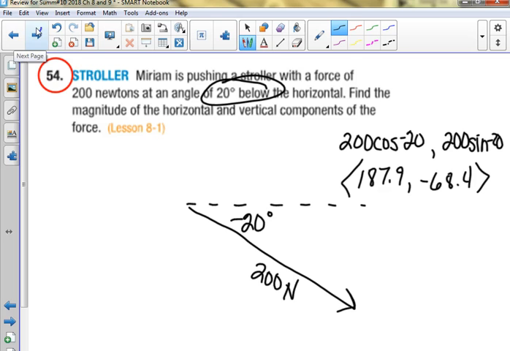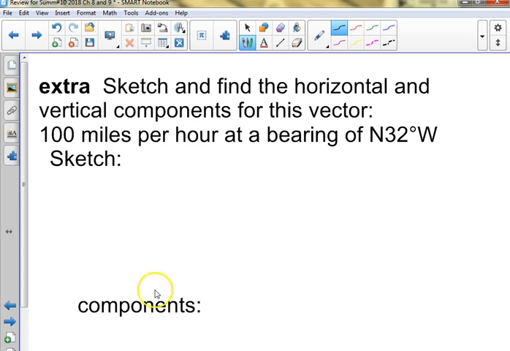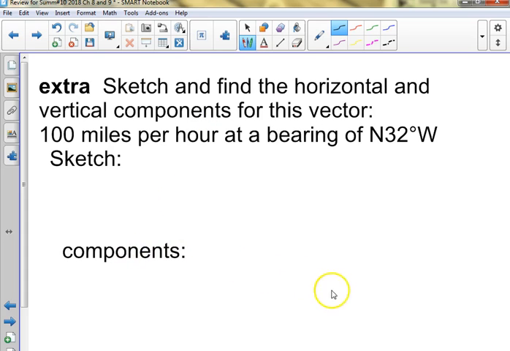Andrea? All right, this is an extra question that, is it maybe on the actual review sheet? This is the one that's on there? Okay. It says sketch and find the horizontal and vertical components for this vector. And it says this. What do we have to do here? Okay. No, we don't start at west. Everything in this notation from our book says you start from the north-south line and you go 32 to the west, okay? And it's 100 miles an hour.